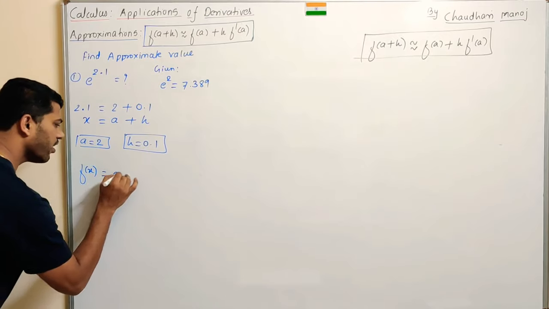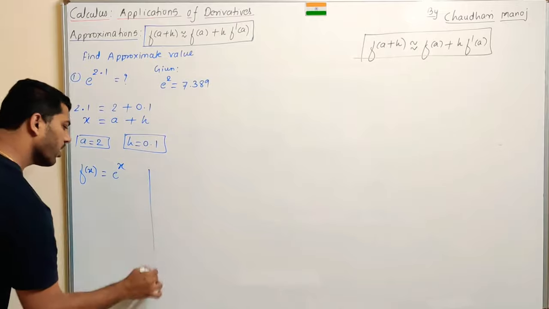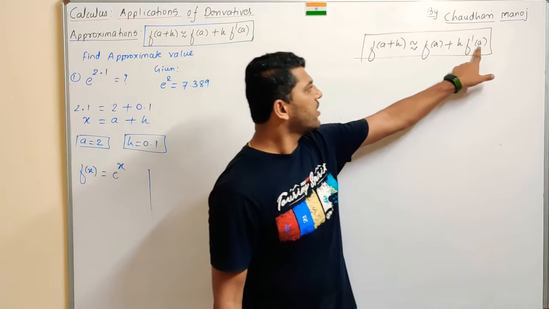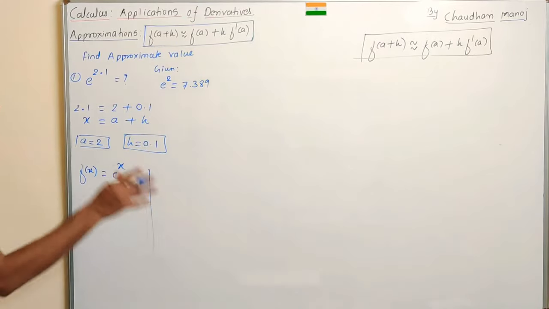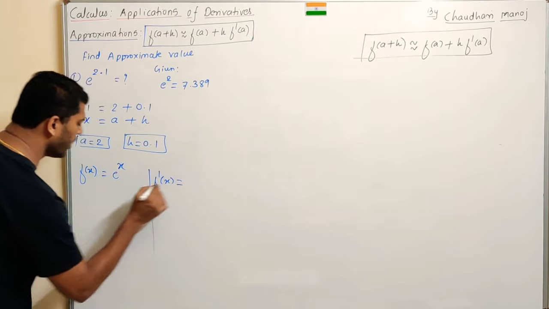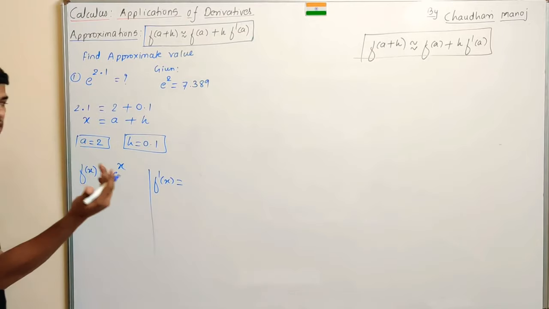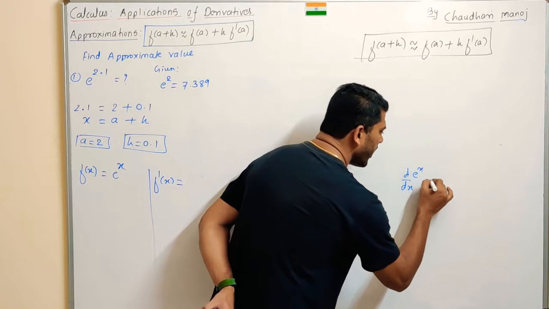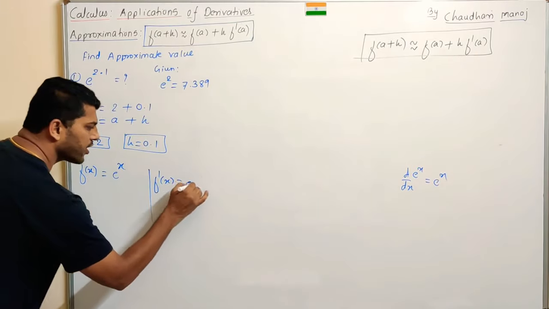So friends, here the standard function is e raised to x, and if you observe the formula, there is a function value at a and there is a derivative value at a. So there is a requirement of both, the function value as well as its derivative. So let's find the derivative of this. You know the derivative of f of x, or the derivative of e raised to x. It's a standard formula: the derivative of e raised to x is e raised to x.